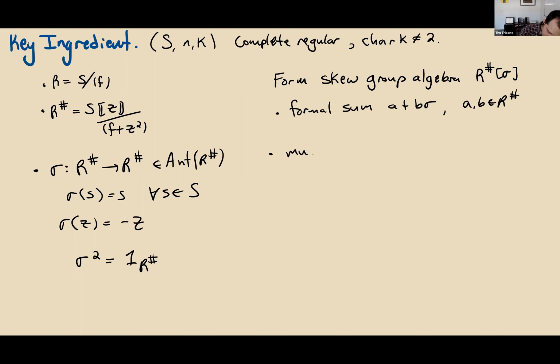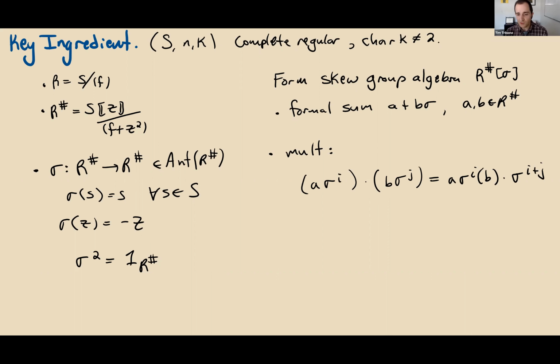And then the multiplication is given by the following rule. If you have A sigma I, you want to multiply that by B sigma J. In the group algebra, you can just commute the ring elements past the group elements, but with the skew group algebra, in order to move the B past the sigma I, you have to pay the price of evaluating the automorphism at B. And then this becomes sigma I plus J, like so.